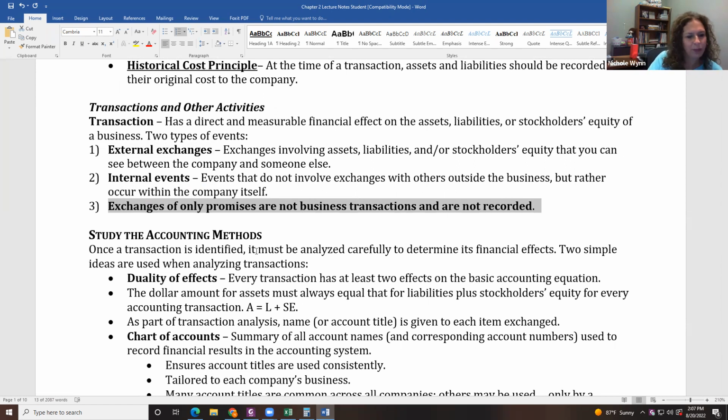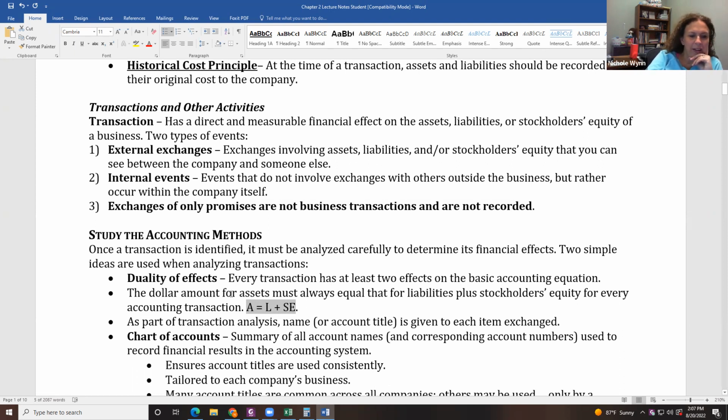Okay, so the next topic is talking about duality of effects, which just means that every transaction that we look at in accounting is going to affect two things, and that's going to keep our accounting equation in balance. So here's our accounting equation again: assets equals liabilities plus owner's equity. And what we're going to do is every single transaction we do, we're going to keep this equation in balance.